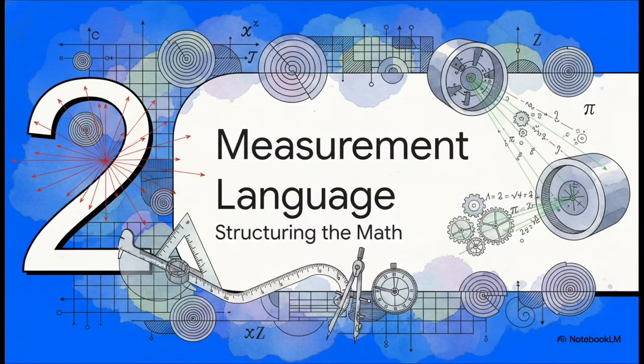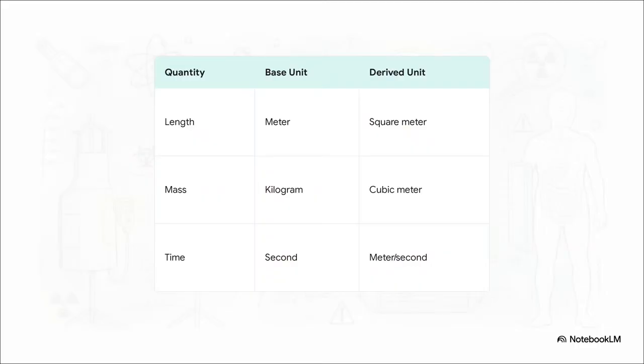Moving right along to Section 2, the language of measurement, structuring the math. Well, to control those intense forces in the tube, we need precise math. Those 3 base quantities we mentioned, the meter, the kilogram, and the second, they combine to form what we call derived quantities. This is how we translate abstract physics into tangible, real-world measurements. If you want volume, you cube the length. If you want velocity, you divide length by time. This structured math is the universal language that lets scientists exactly communicate what's happening.